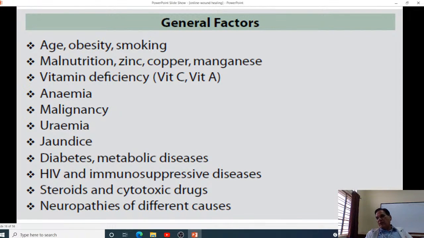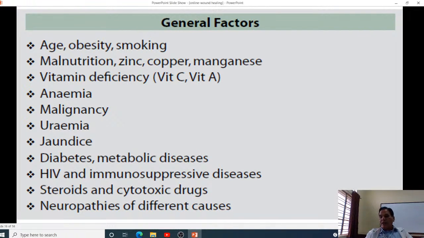Now coming to general factors. Many of them are modifiable, many of them are non-modifiable. Age: in children, wound healing is always very good. Over the age, in old age, it becomes less prominent or more problematic because of associated atherosclerosis and turgidity of the skin. Other factors mainly responsible are smoking, malnutrition, vitamin deficiency like vitamin C, vitamin A, and anemia. The patient with anemia has a poor healing power.